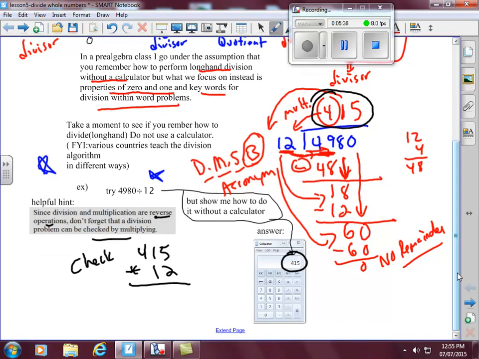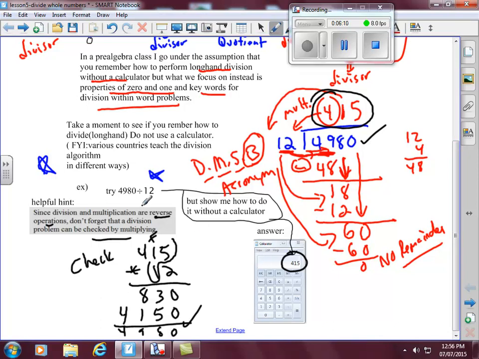So let's try that. 5 times 2 is 10. Carry the 1. 2 times 4 is 8. And then here, 1 times 5 is 5. 1 times 1 is 1. 1 times 4 is 4. And voila, 4980. That was our original dividend. So yes, whatever you get as your final answer, you can check by multiplying.